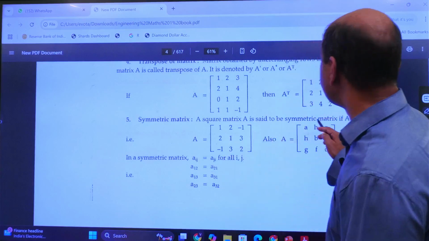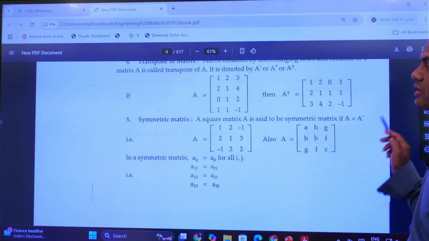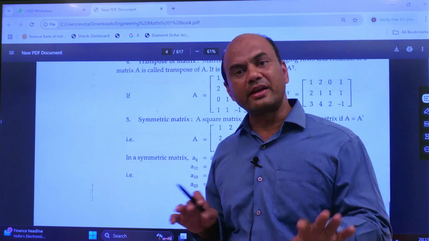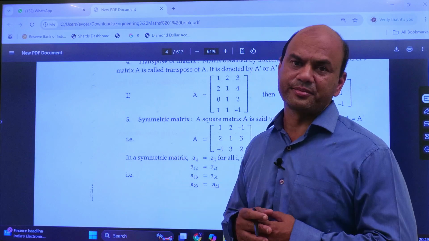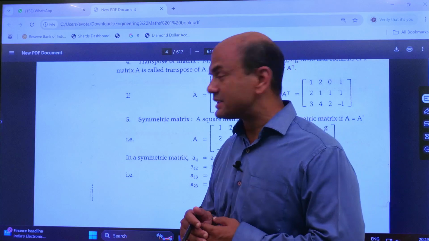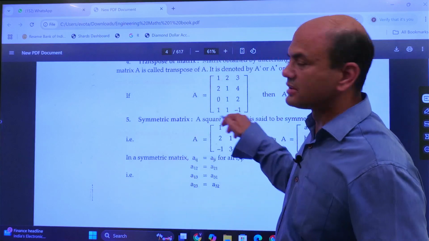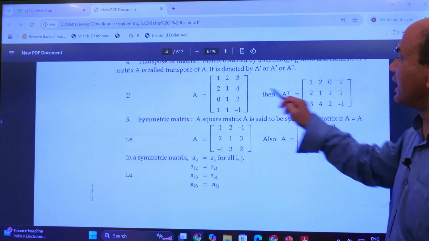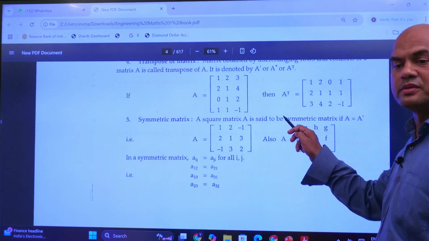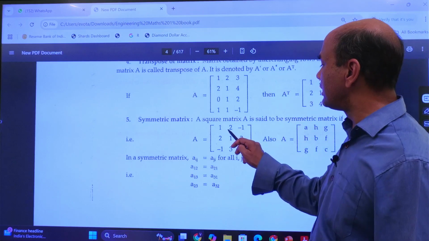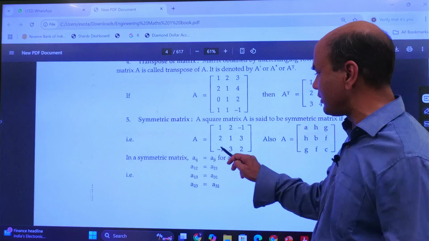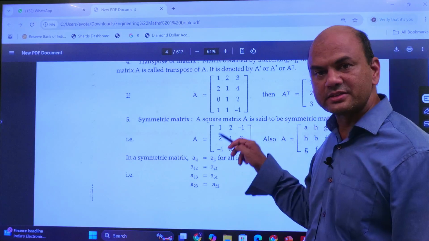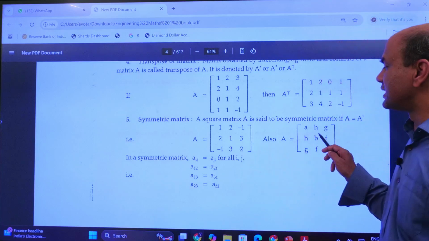A square matrix is said to be symmetric if A equals A dash, or transpose. So if the transpose and the main matrix are the same, then it is called symmetric. See here, can this one, A, be a symmetric matrix? No. Why? Because if I change this, it's not the same. Are these two mirror images? No. What about this? 1, 2, minus 1, 2, 1, 3, minus 1, 3, 2. If I change this, 2 comes over here, transpose. It will become the same.